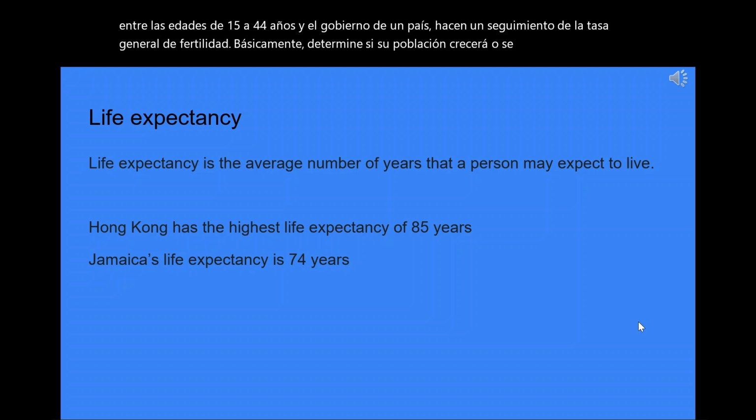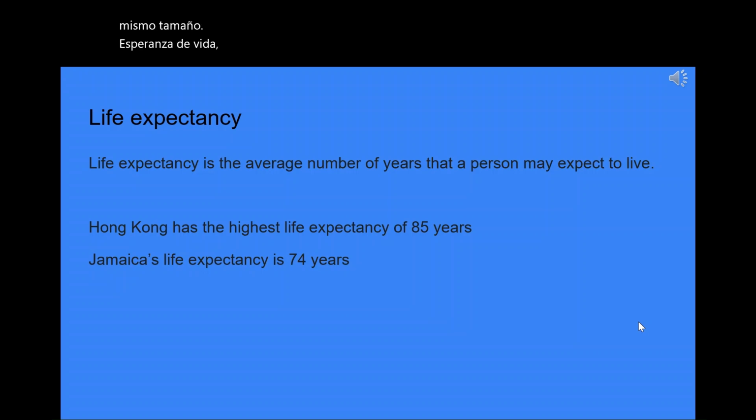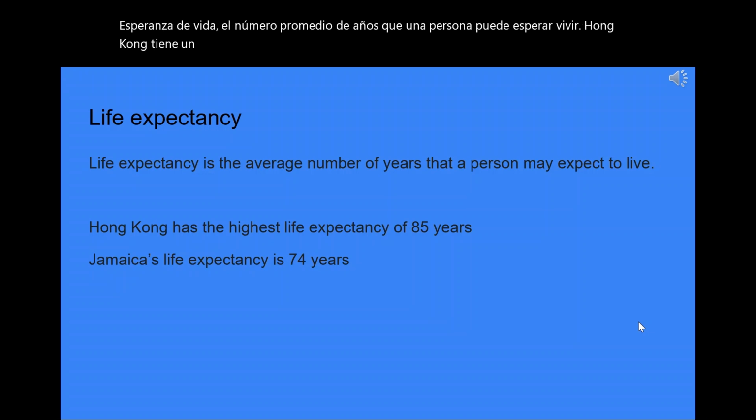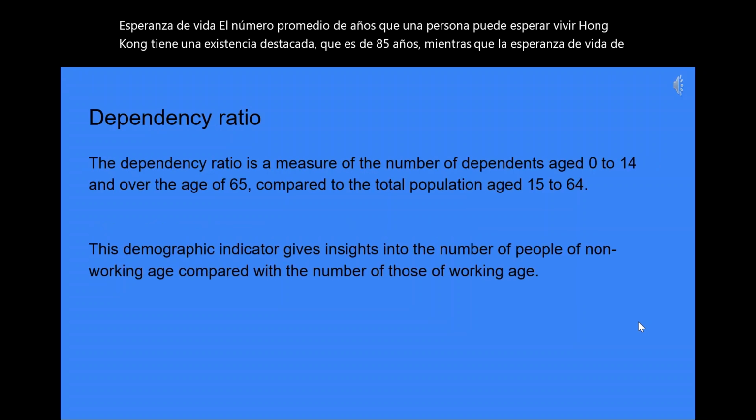Life expectancy is the average number of years that a person may expect to live. Hong Kong has the highest life expectancy, which is 85 years, while Jamaica's life expectancy is 74 years.